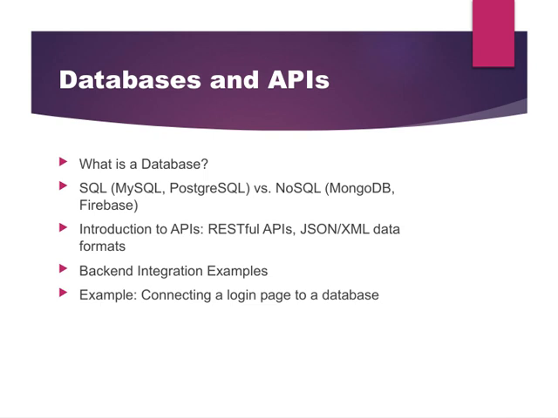To bring this all together, let's look at an example, connecting a login page to a database. When a user enters their credentials, the login page sends a request via an API to the database. The database then verifies the credentials and responds, allowing the user to access the system. This process highlights how databases and APIs work hand in hand to create seamless user experiences. Understanding these components helps us build more efficient, interactive applications that are essential in today's digital world.